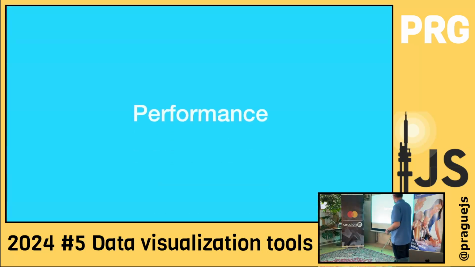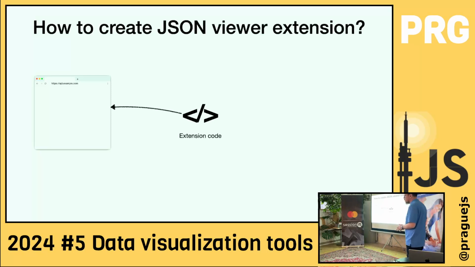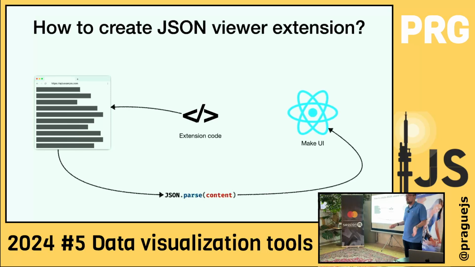Let's first start with performance. Let's imagine that we need to create this JSON viewer browser extension. How would we develop this? We have a page in the browser that has some JSON as its content. We have some extension code that we have to run in the same page to get its content. Once the content is loaded, we parse it, and we build some user interface to display this JSON. Pretty logical, right?